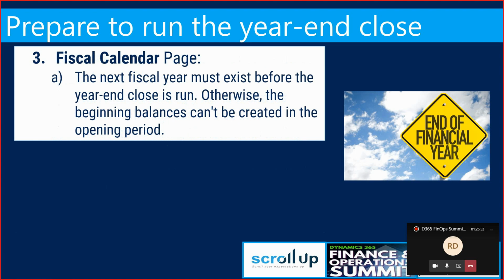Then the third validation is the fiscal calendar page. You have to be careful for sure. You cannot close or run the year-end close if the next fiscal year does not exist. So you need to make sure that the next fiscal year exists before the year-end close is run.